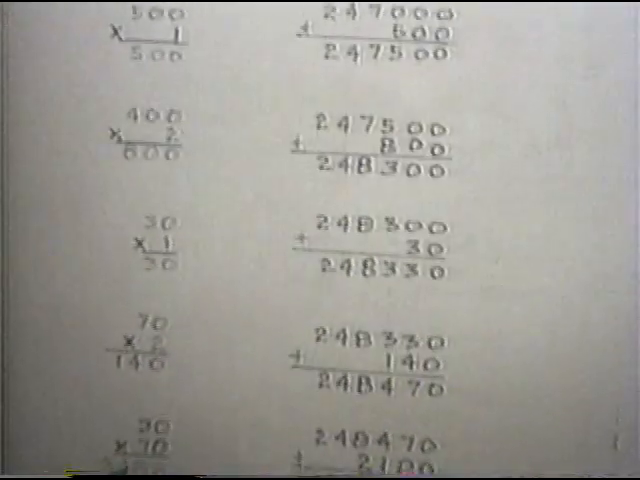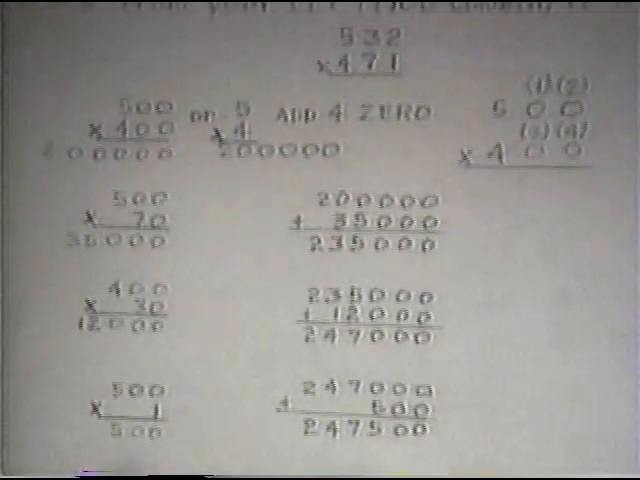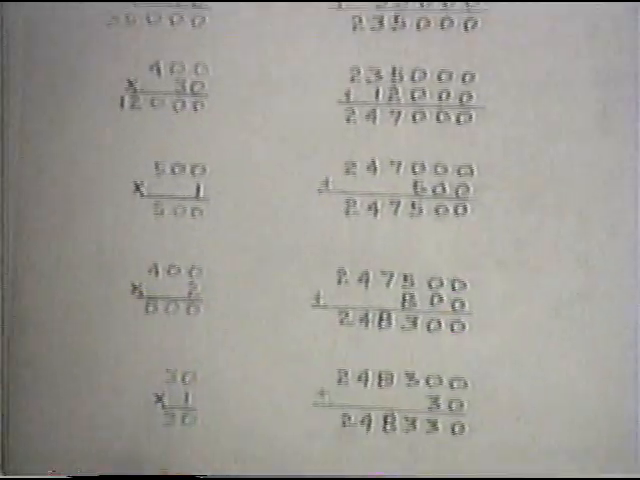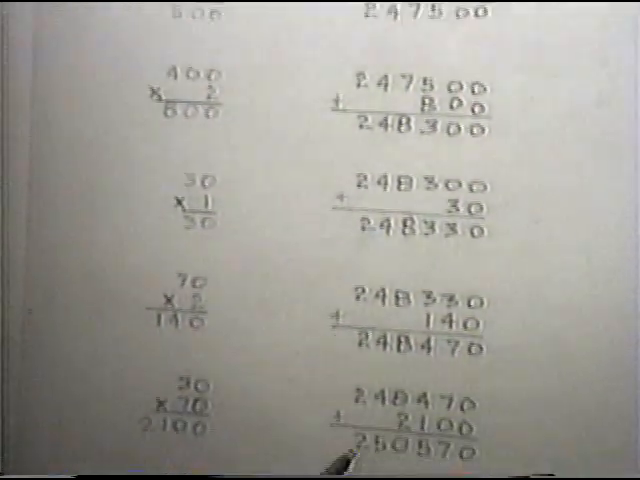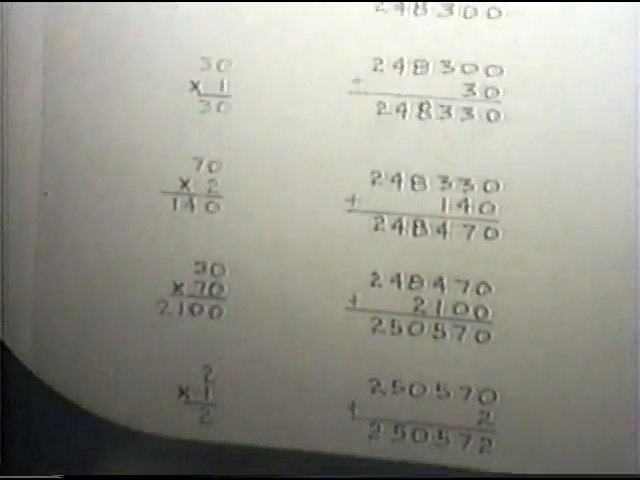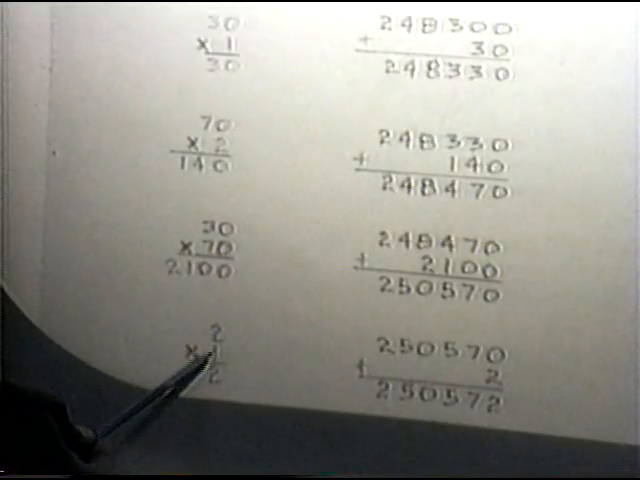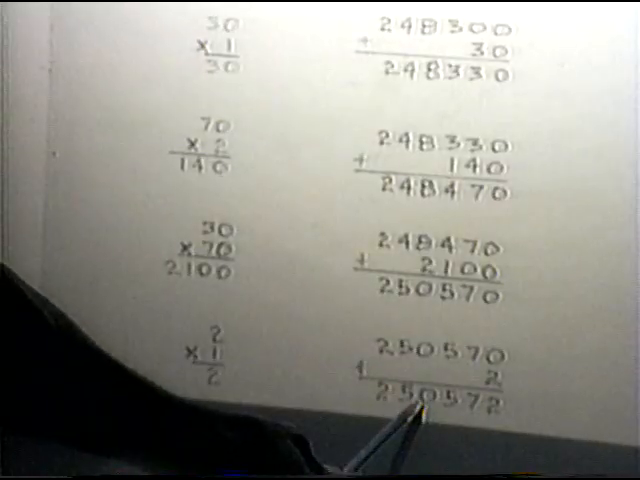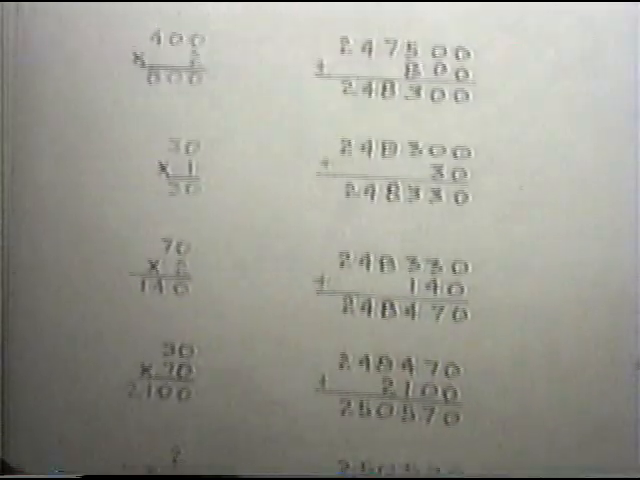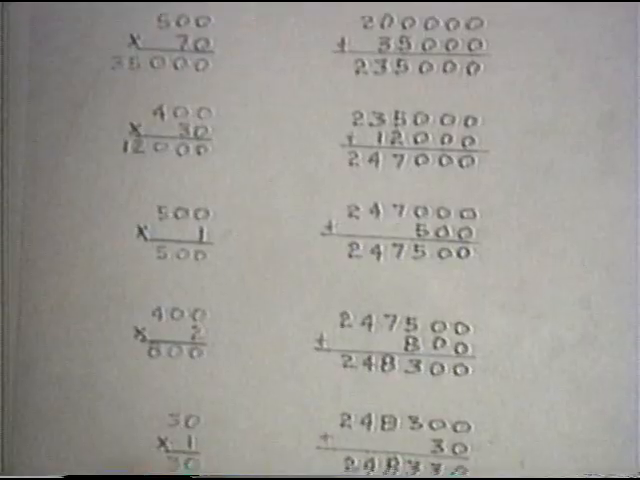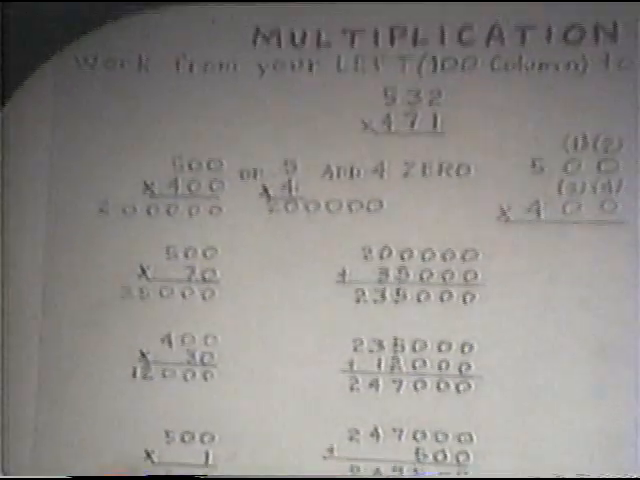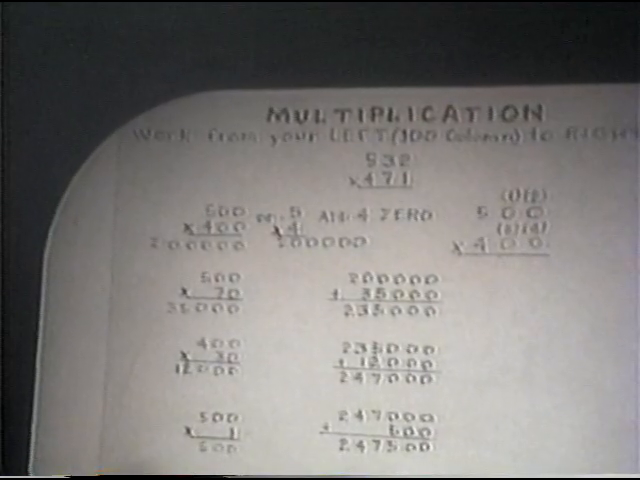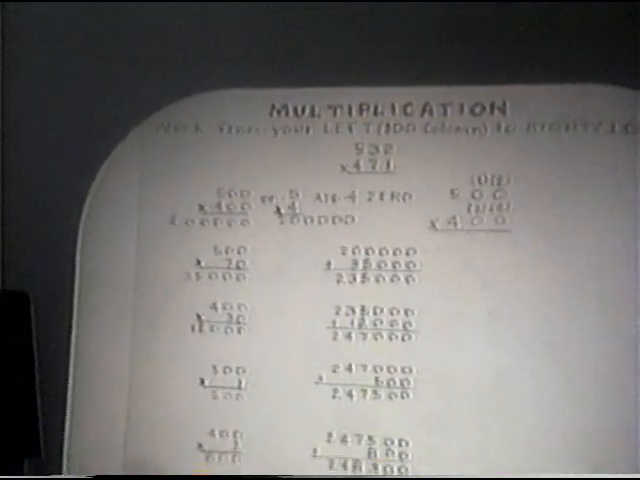Then we multiply 7 times 3, which gives us 21, and add how many zeros? 1, 2. And we add that to 248,470, and we get 250,570. Then we multiply 1 times 2, and we get 2, and we add that to our figure, and we get 250,572. This is how you multiply going from left to right instead of right to left. You can copy this example, put your VCR on pause.